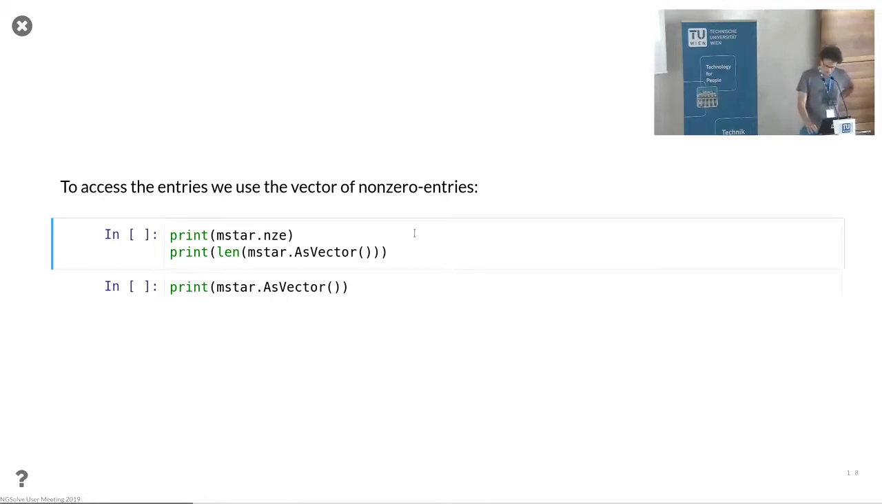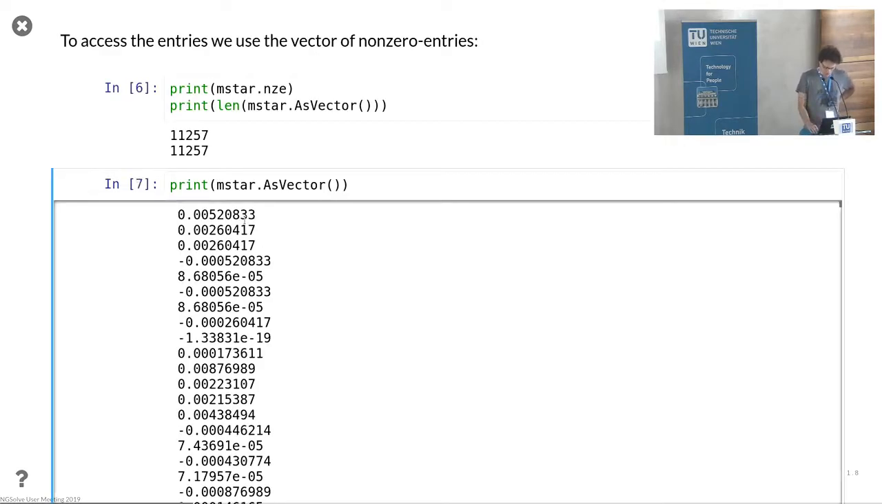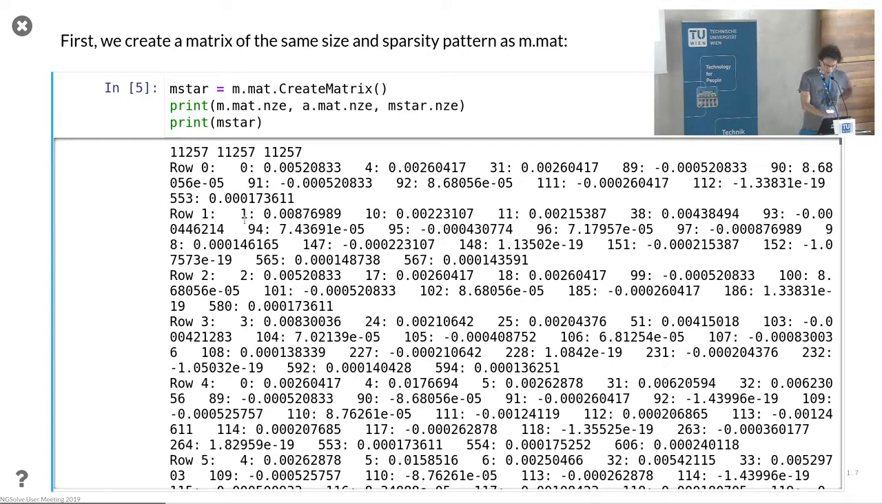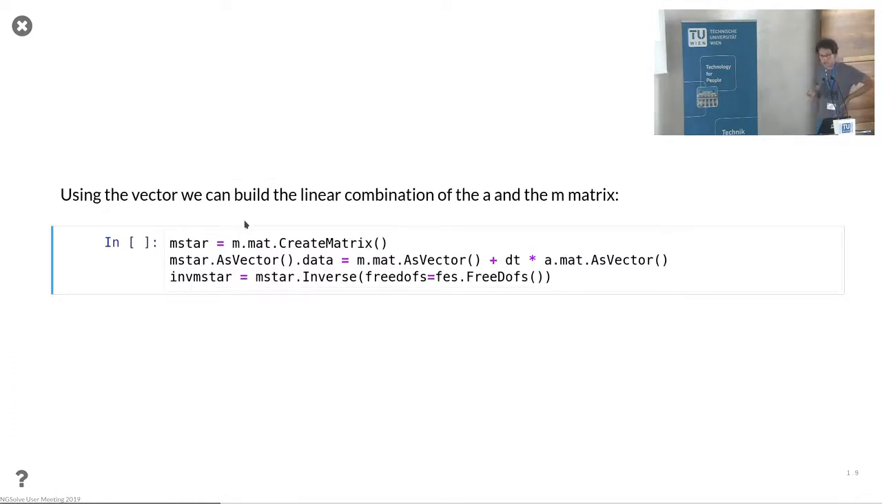Okay, so what you can do with a sparse matrix is you can actually access the entries of the matrix by calling this S vector, which returns you a vector, obviously, and you will see this vector has as many entries as you have non-zero entries. Okay, so you can also print the entries, and you can check that these are the same that we saw before on the slide. The corresponding first entries are 0.005 something, and this is then the first entry also of this vector.